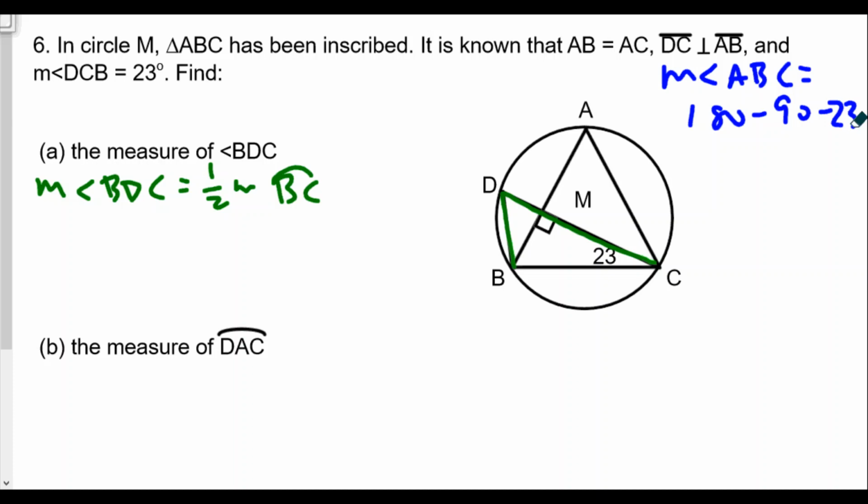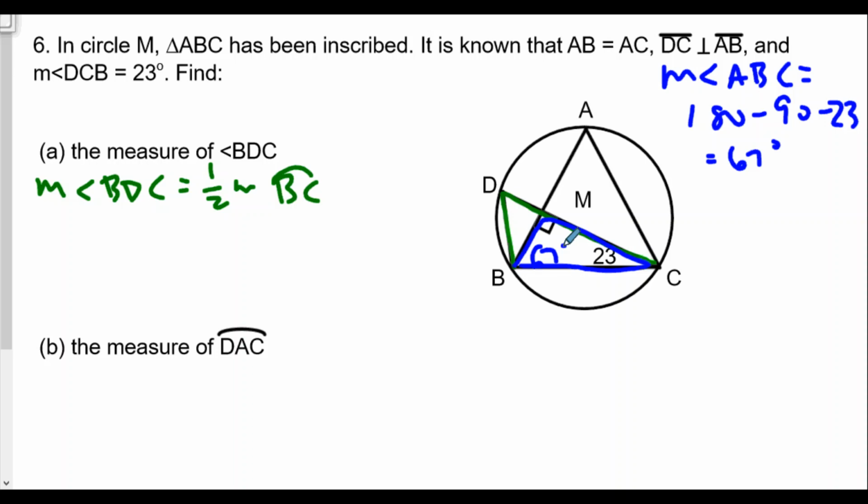You might be saying, why is that the case? Well, we have a triangle here, and we know one angle is 23 degrees, one angle is 90 degrees. That must mean 180 minus 90 is equal to 90, and 90 minus 23 has to be 67 degrees. So this is 67 degrees.